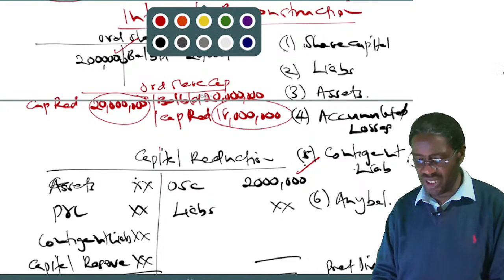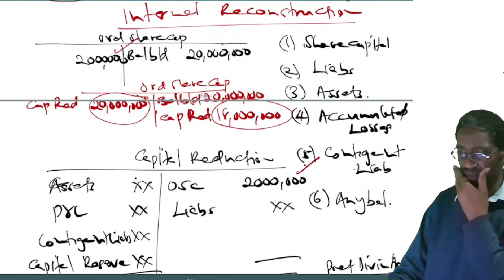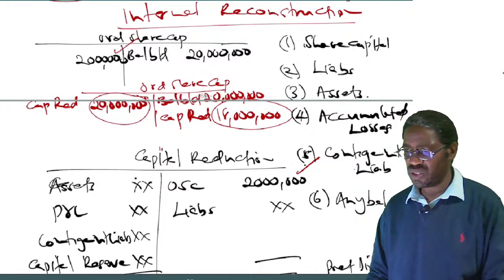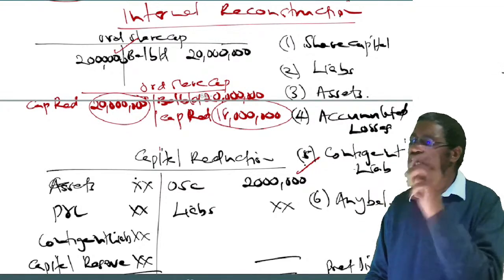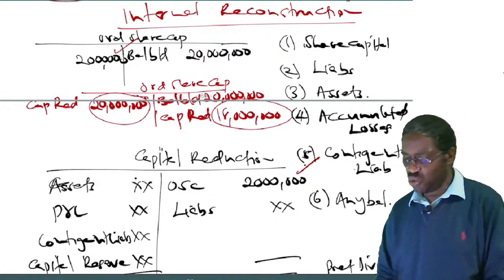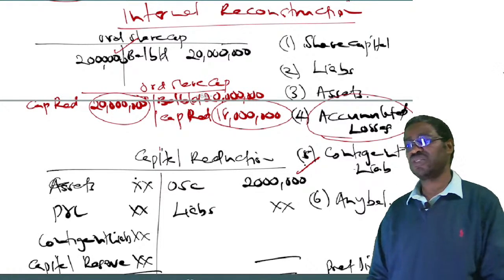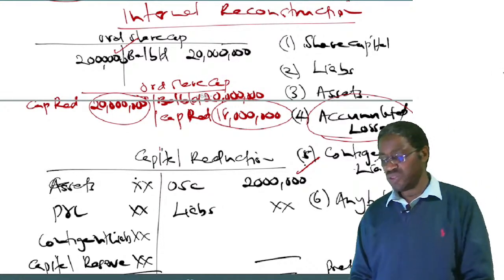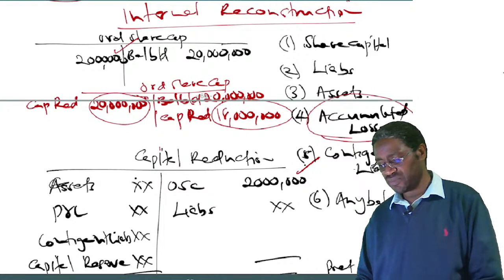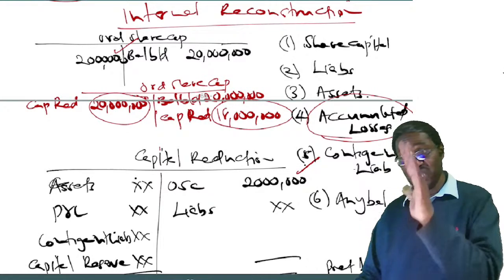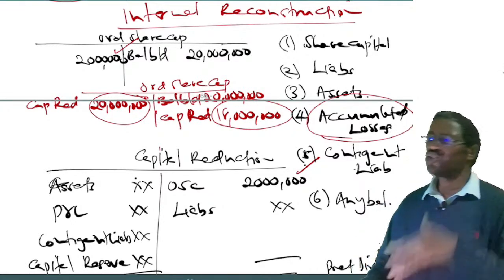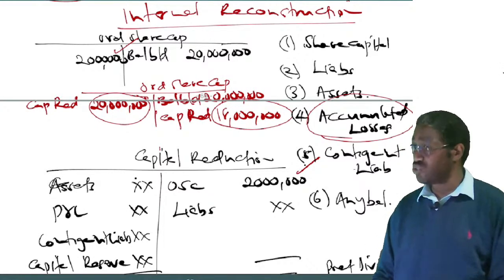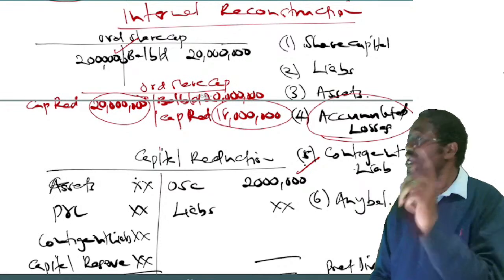An important point here, listen, is this. Normally, in most of your past paper questions, the examiner will never remind you to write off those accumulated losses. What he does is, he gives you the other items in the scheme. He talks about share capital, liabilities, maybe assets and so on. But he doesn't remind you to write off the accumulated losses.